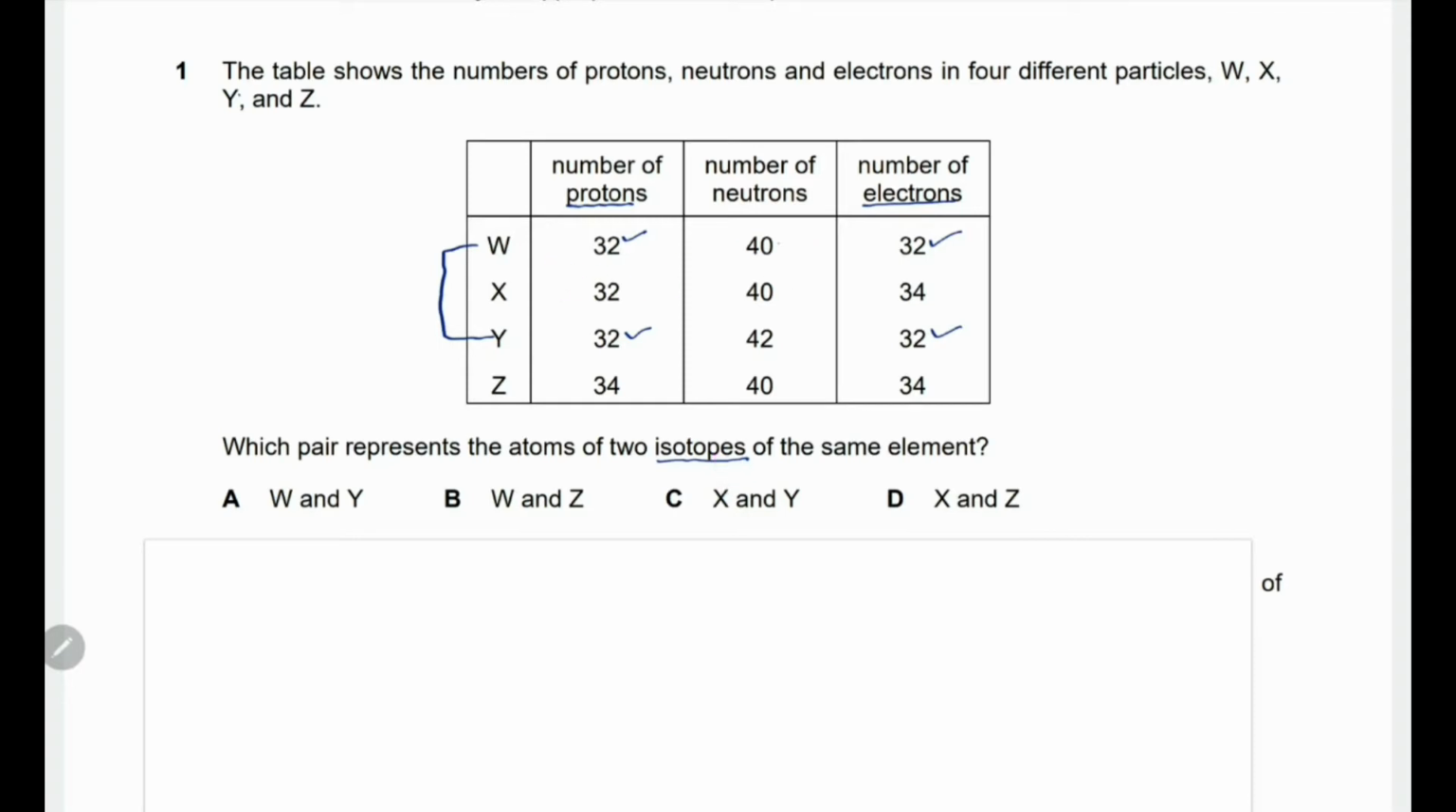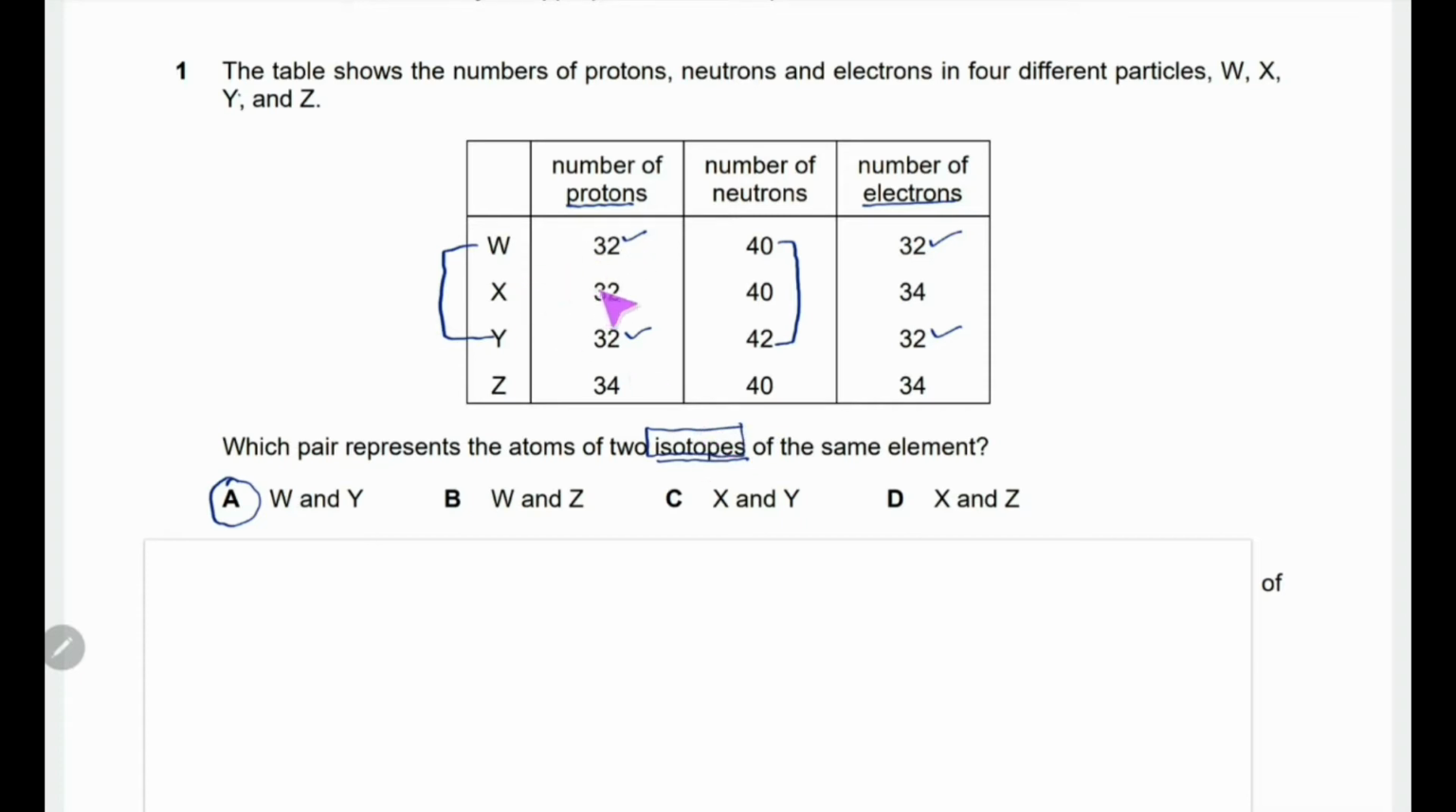If you look at W, it has 40 neutrons and Y has 42 neutrons. So they have different neutrons. So the choice is W and Y, which matches choice A. This is the correct choice. Now, what was the concept in this question? The concept was that you have to focus on how to find isotopes. From their basic definition, you can find them.